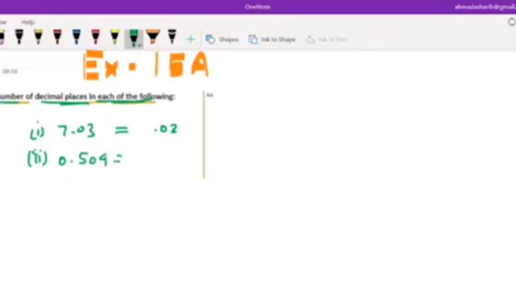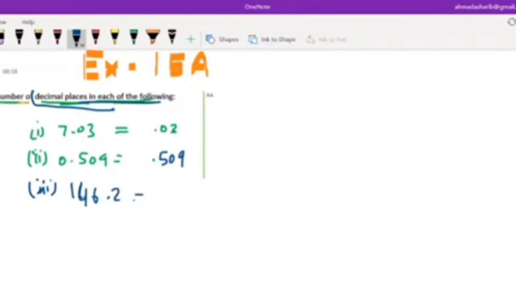In the same way, in the second part, 0.509, what is the answer? 0.509. This is the answer. This is the decimal places in this question. Now in third part, 146.2. So the decimal place is 0.2. And in fourth part, 0.0065. What is the decimal place here?